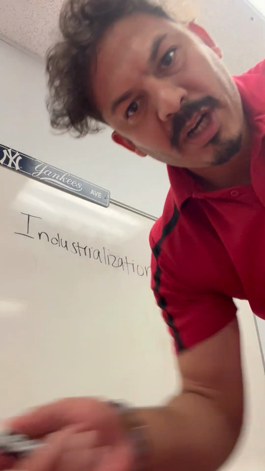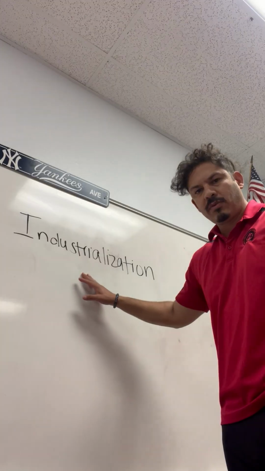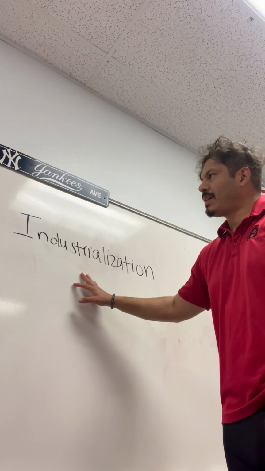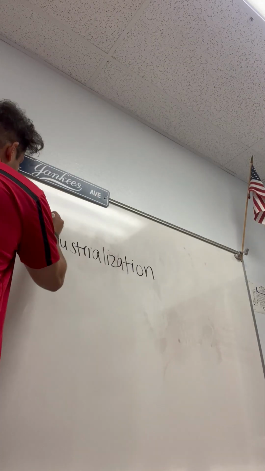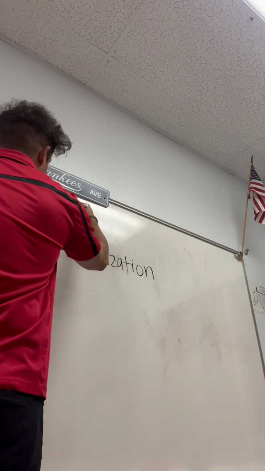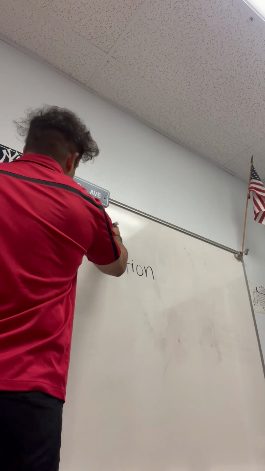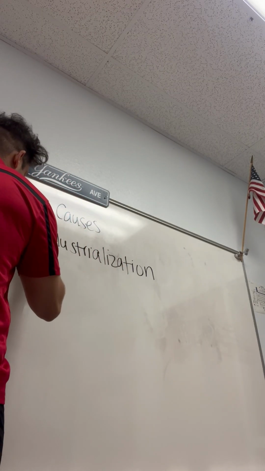Okay, so we're going to look at a quick illustration using the word industrialization for the kids to understand what it's about. So we have letter I. So what were the causes of industrialization? And we're going to start with the letter I. Okay, I, the first thing you need is investment.